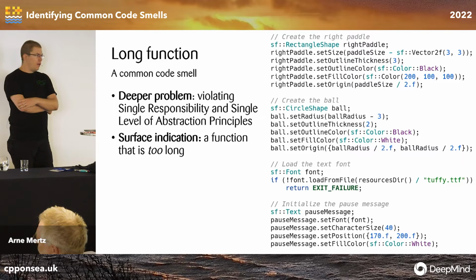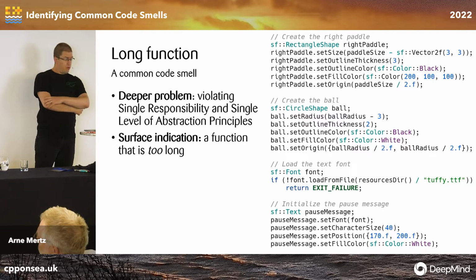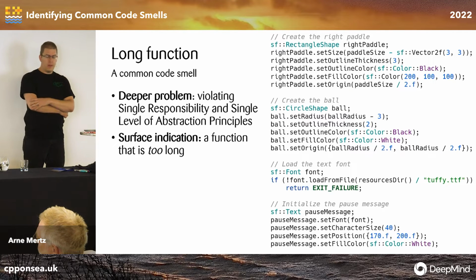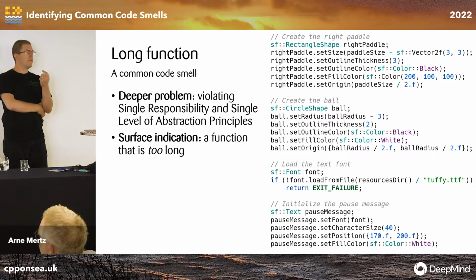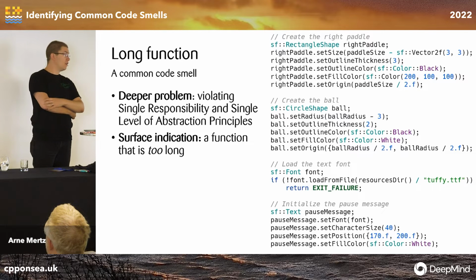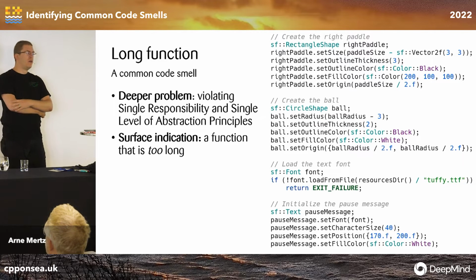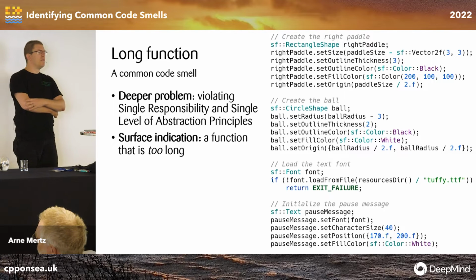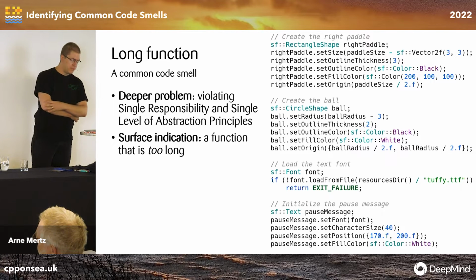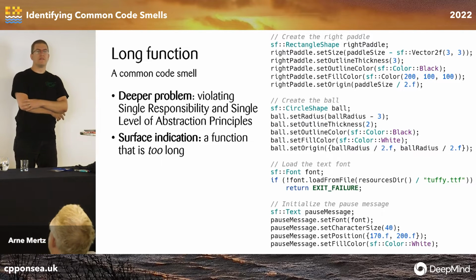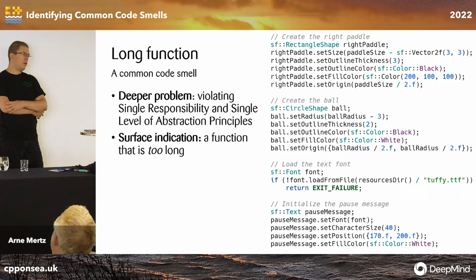So the first code smell I'd like to talk about is long function. Maybe your ears picked up when you heard me mentioning those are 250 lines of code in one main function. Maybe 250 lines is a bit much, right? So this is something that is relatively common.